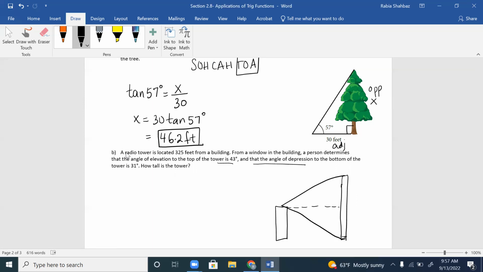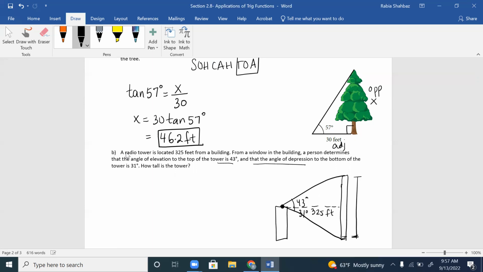The building that you're on is located 325 feet from this tower. Let's say this is the window, on the top floor of this building. When you look up, the angle is 43 degrees. And when you look down at the bottom, the angle is 31 degrees. So you have to find out how tall this whole thing is.